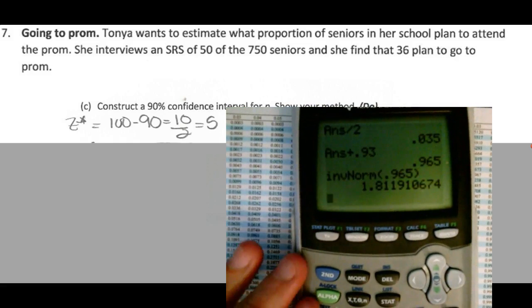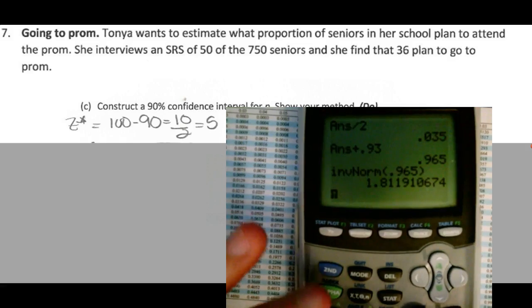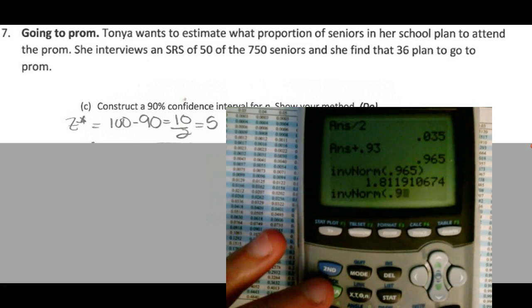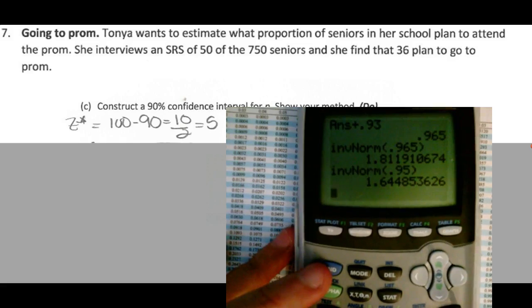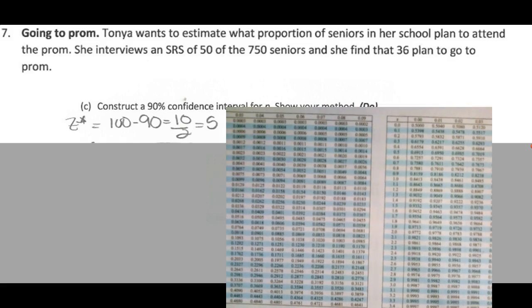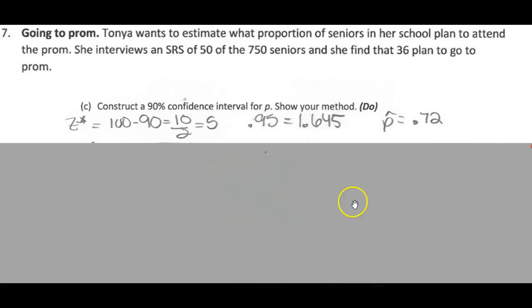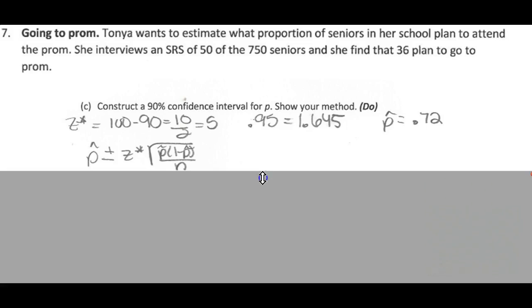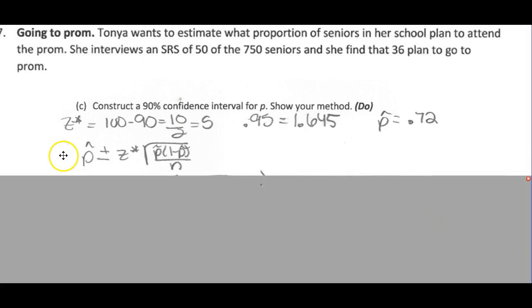Again, if I were to use the calculator and do the inverse norm, so second vars inverse norm 0.95, it gives me 1.645 if I round to the third decimal place. Okay, my p hat was 0.72. We already found that in the plan part. So then I'm putting it into the formula of p hat plus or minus z crit, that's our z-score, times the square root of p hat times 1 minus p hat over n.